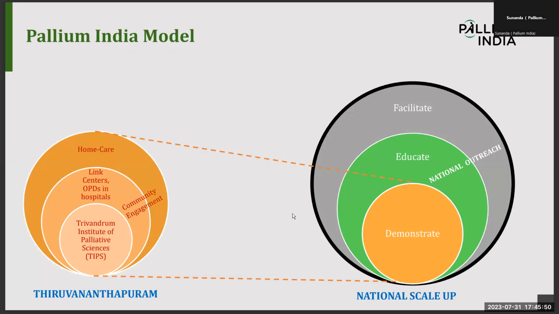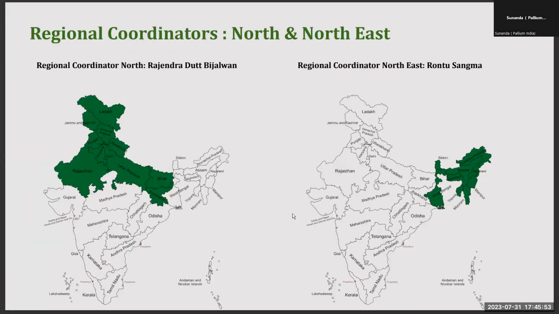Okay. Next. Now I just want to tell you how we are placed all across. Here are all our regional coordinators. Our North Regional Coordinator is based in Dehradun, so he's looking after these states. His name is Mr. Rajendra Bijalwan. Then we have one colleague sitting in Guwahati, who is looking after the Northeast states. The reason for mentioning this is that, wherever you are, you can connect with the concerned regional coordinator, and they can help you in your work. Yeah. Next.